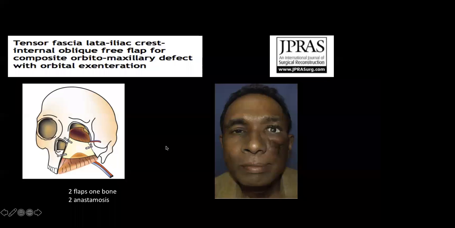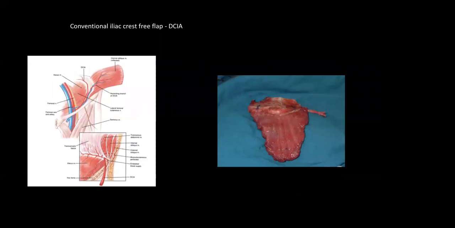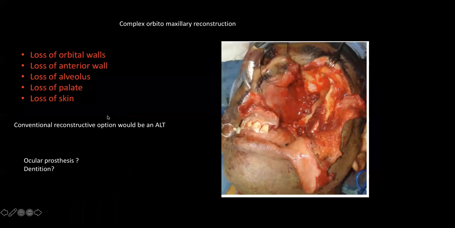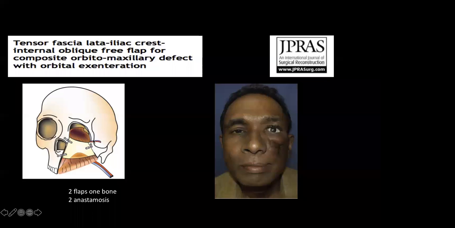This is an article that we published from our department. What we did was combine two flaps. That is, we combined the DCIA with an internal oblique supplied by the DCIA, and the TFL left attached on the outside with its lateral circumflex femoral artery, and had two anastomoses done, two flaps, one TFL flap and one DCIA flap, and the bone of the iliac crest reconstructed the orbital floor as well as the alveolus.